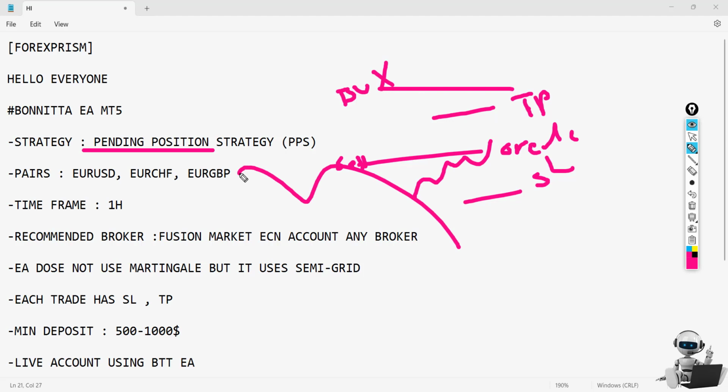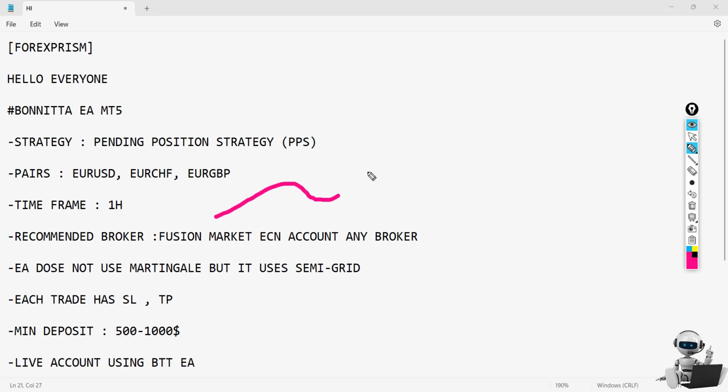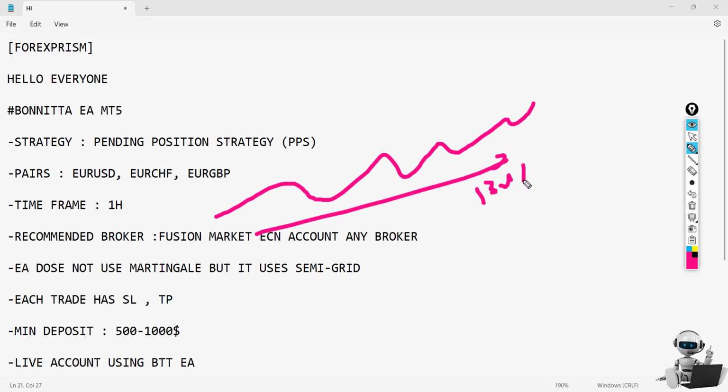The main strategy for this EA is really unknown because the creator does not explain how the EA is working, but we can see from the behavior that this EA probably depends on the trend of the currency. Whenever the trend is up, it will try to open a buy at a certain level whenever it pulls back, and vice versa.